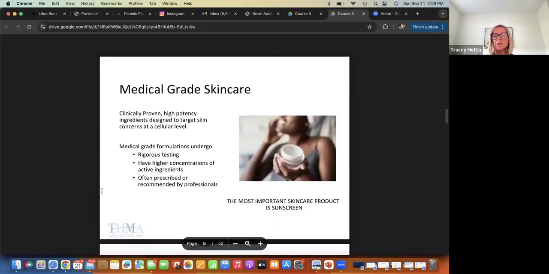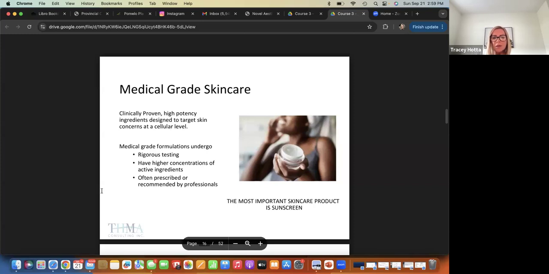Medical grade skincare. So, why is medical grade skincare important, and how is it different than what you could get at a pharmacy? Well, medical grade skincare is clinically proven. So, it's been researched, and it's got scientific studies to actually prove that it works. It's got high potency ingredients, which is very, very important to know. It's designed to target skin concerns at a cellular level.